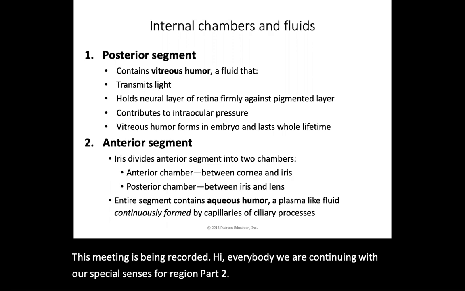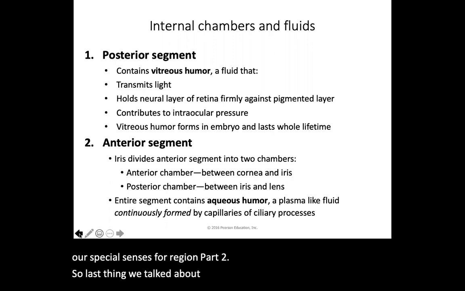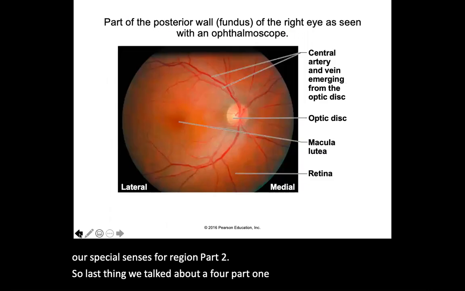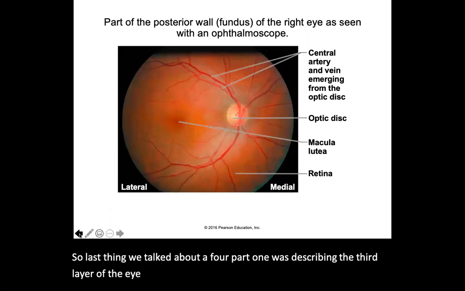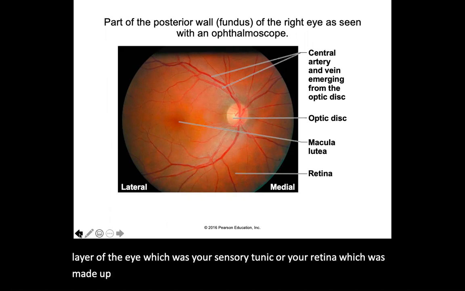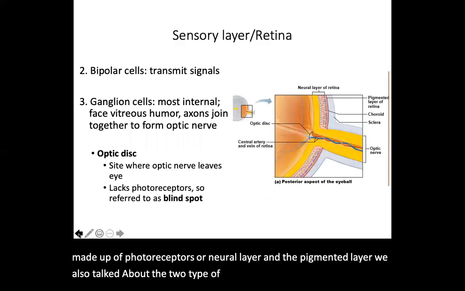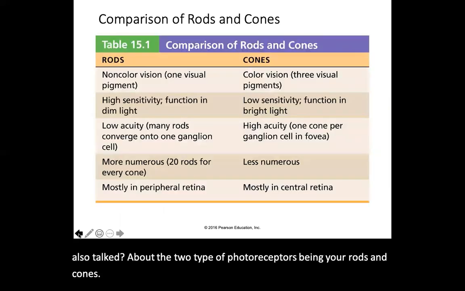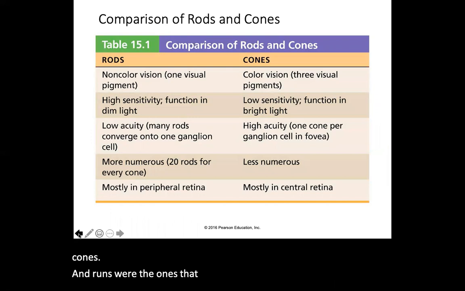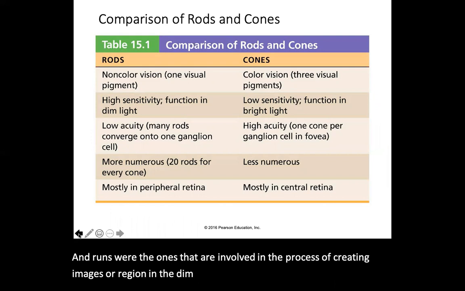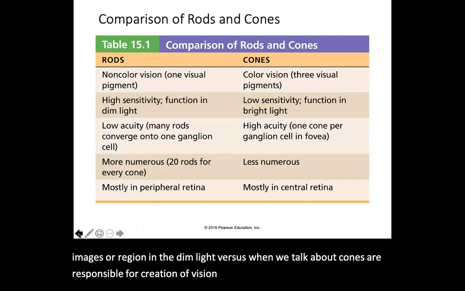So the last thing we talked about in part 1 was describing the third layer of the eye, which was your sensory tunic or your retina, made up of the photoreceptors or neural layer and the pigmented layer. We also talked about the two types of photoreceptors, your rods and cones. Rods are involved in creating images or vision in dim light, whereas cones are responsible for creating vision in the presence of light with high acuity.